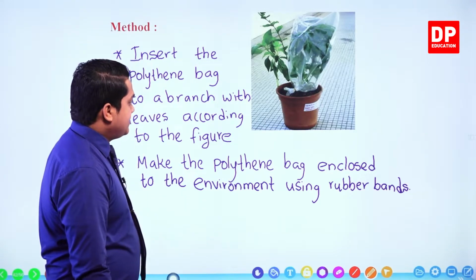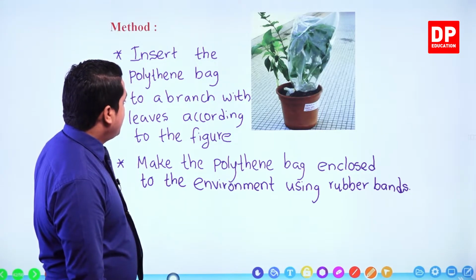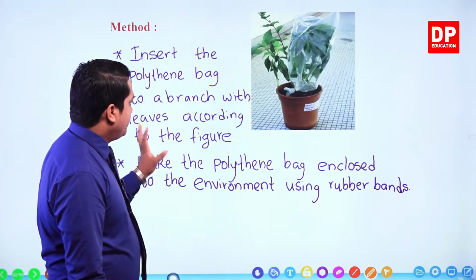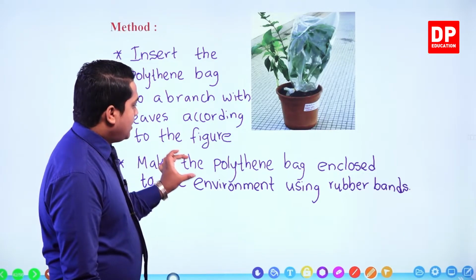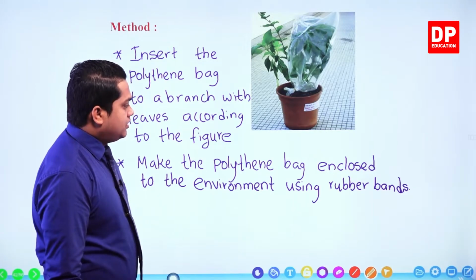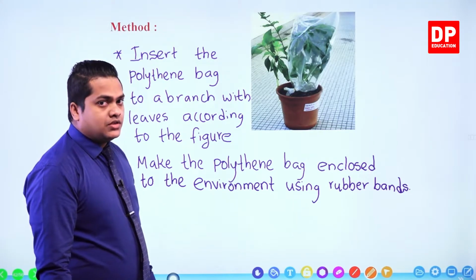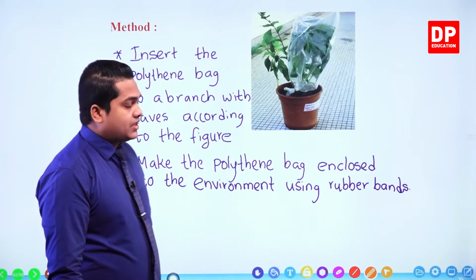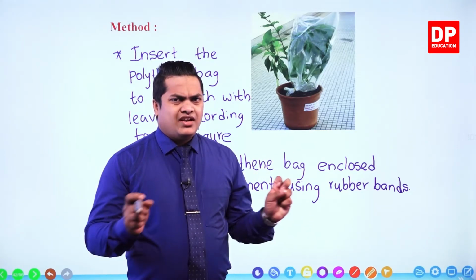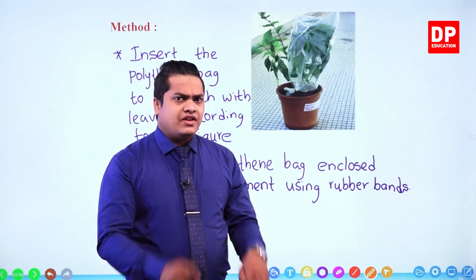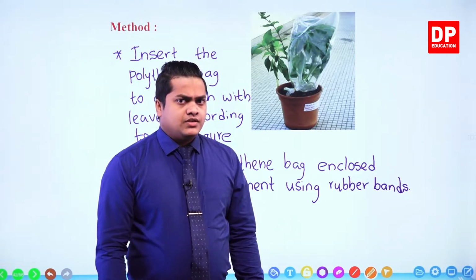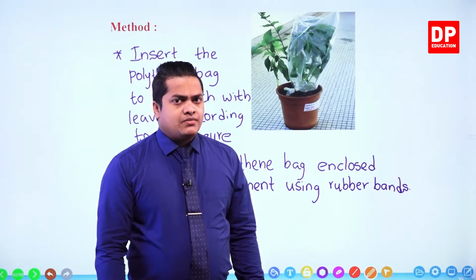Okay, so it's really simple. What you have to do is insert the polythene bag to a branch with leaves according to the given figure. Then make the polythene bag enclosed to the environment using rubber bands. So this is our method in conducting the experiment. This is really simple, my dear children. You just take a potted plant, insert the polythene bag, tie it very well and enclose it to the environment.